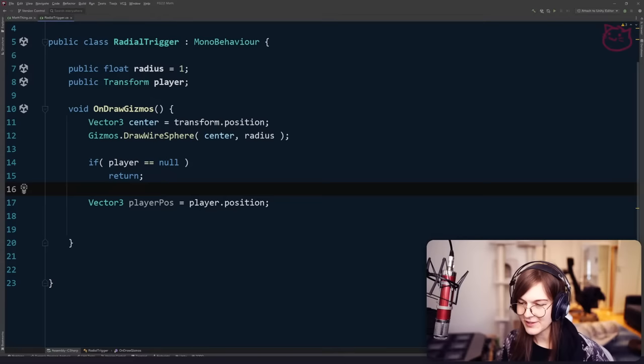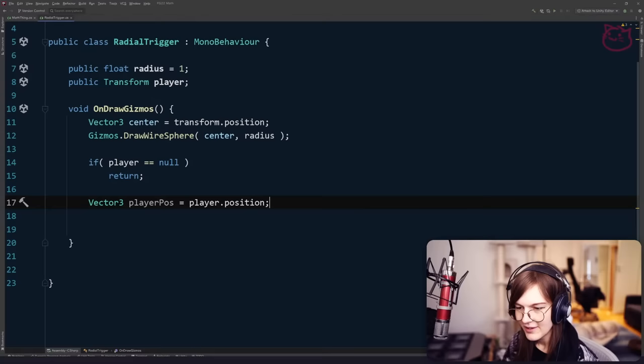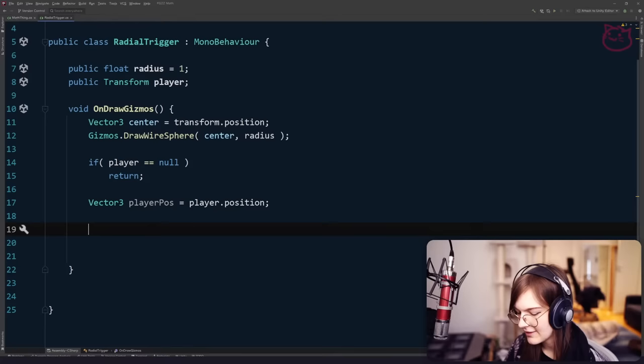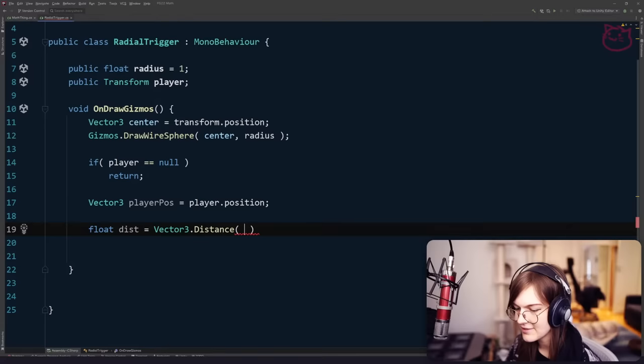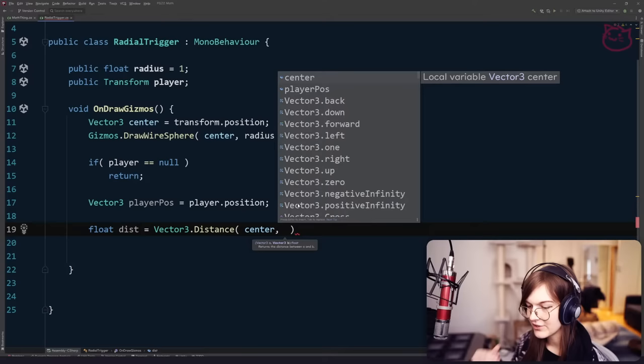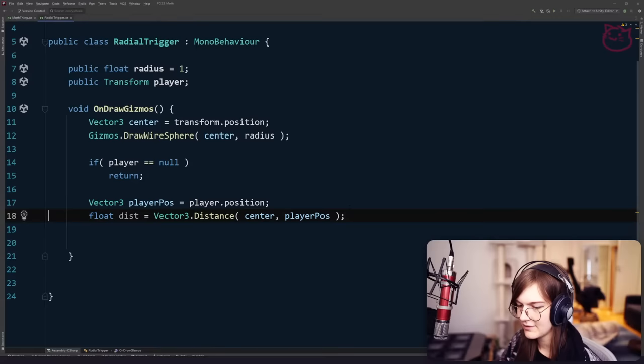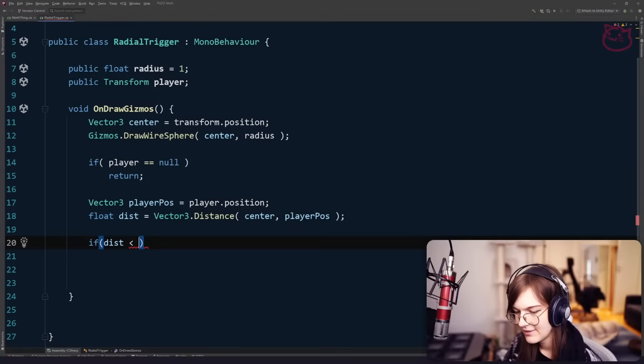Okay, so we have the center of the trigger, we have the player position, and now we need to get the distance between these two. And getting the distance, there are many ways of doing that. We can either do it manually, or we can use the built-in functions. The usual way is to just use the built-in function because it's easier. So you would use Vector3.Distance, and then we check the distance from the center of our trigger to the player position. All right. And so if the distance is less than or equal to the radius, then that means we're inside.